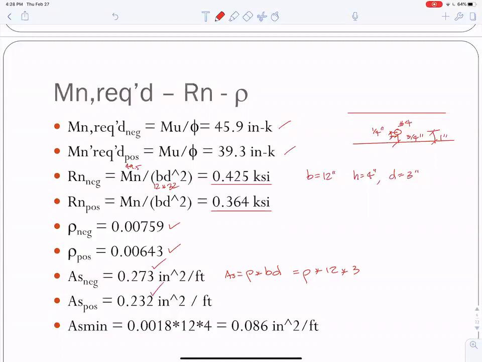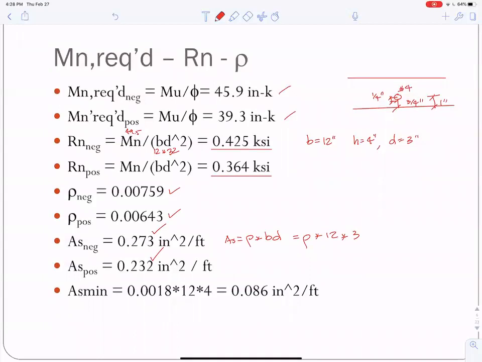Positive that much. Let's check the minimum. Remember, for slabs, it's this weird equation here. For grade 60, 0.0018 times B is 12. And this is what's strange about AS min for slabs. We use H, not D. This also is the temp steel, temp and shrinkage steel that will be put transverse to the long steel in the slab. Okay, let me make that a little nicer for when I PDF this. There we go.